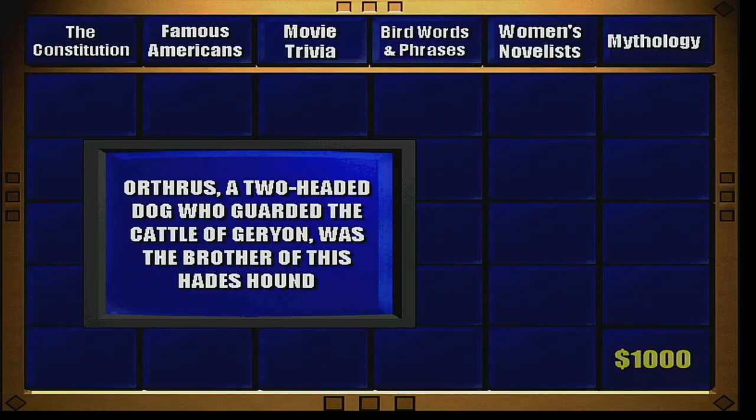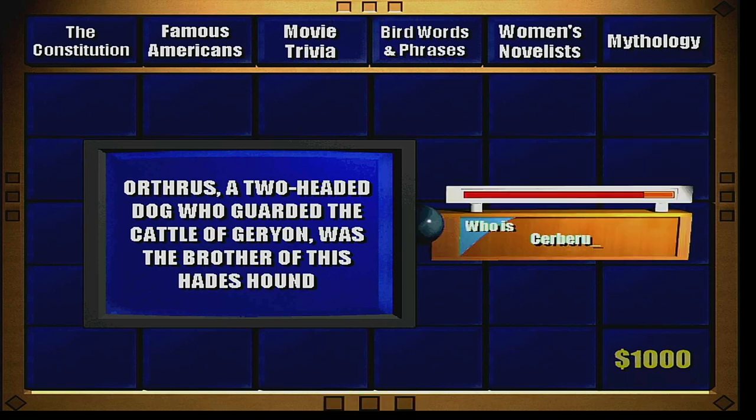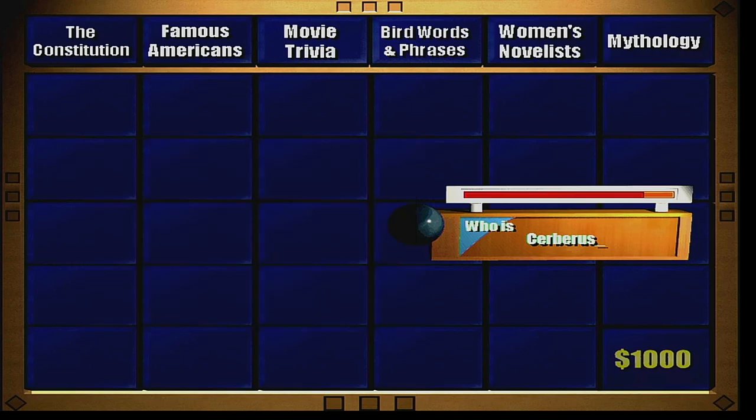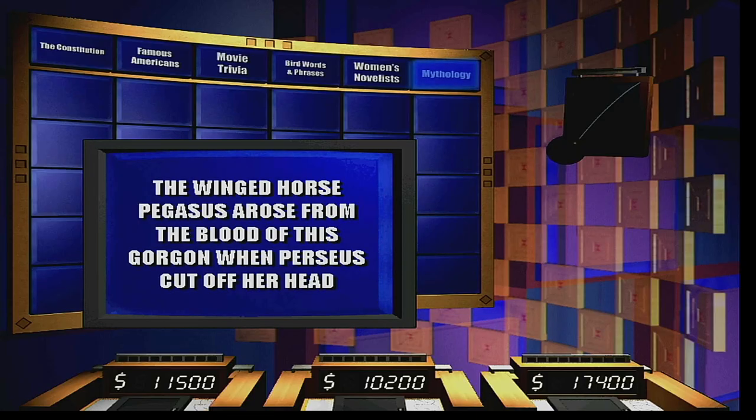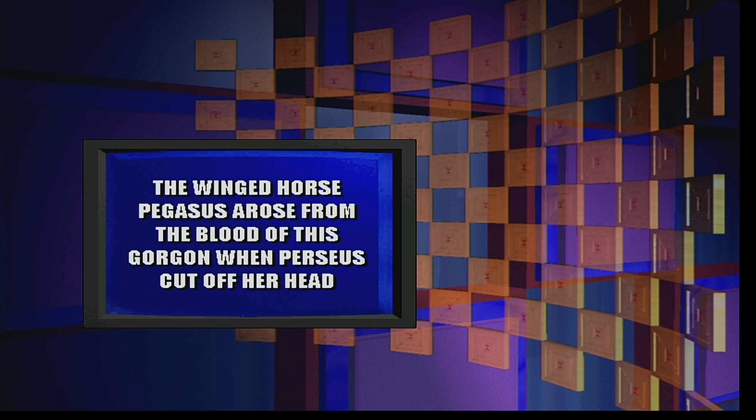Orthrus, a two-headed dog who guarded the cattle of Geryon, was the brother of this Hades hound. Player one? Who is Cerberus? That's right. Last clue. The winged horse Pegasus arose from the blood of this Gorgon when Perseus cut off her head. Player three? Who is Medusa? Yes. Final Jeopardy.